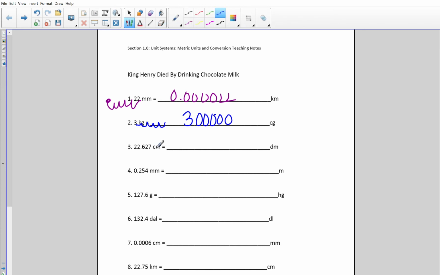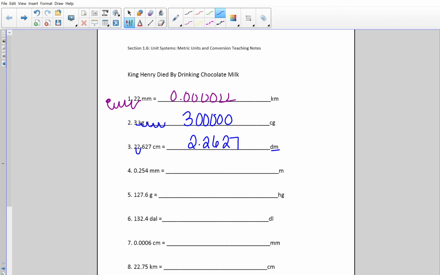So I want to go from centimeters to, this is going to be the smaller one. It only has 1 or 2 letters, so it's going to be this D right here. Okay, so I just want to go from centimeters to decimeters. So I'm just moving 1 to the left. So I'm going to take my decimal and just move it 1 to the left. And so I now have 2.2627 decimeters. So don't lose any of your numbers, you're just moving the decimals.